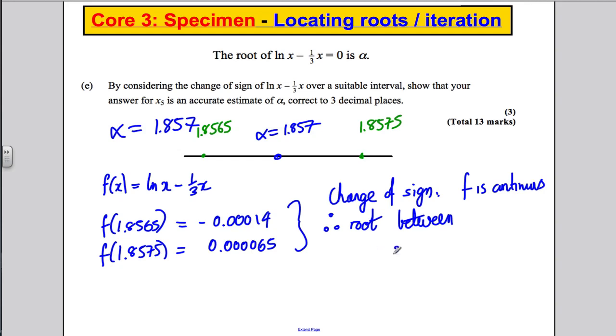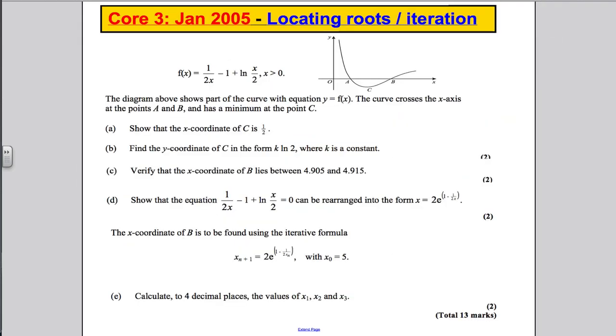So there's a root between 1.8565 and 1.8575. So therefore alpha is equal to 1.857, which is correct to 3 decimal places, and you're done. Okay, next question. Pause the video, have a go.